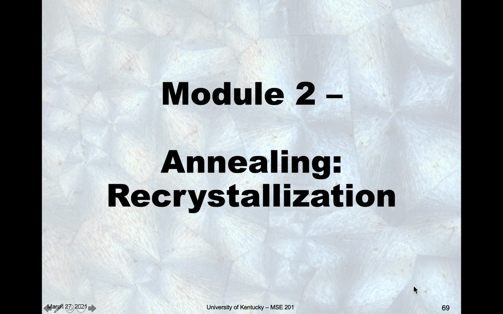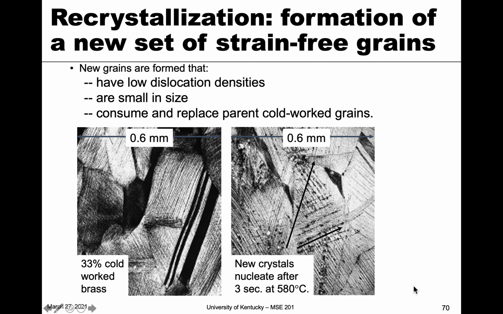All right, so in this module, we're going to talk about the second stage of annealing, recrystallization. I mentioned in the previous module that in recrystallization, we're forming a new set of what we call strain-free grains. I do want to make a slight amendment here. In the book and here it says strain-free. That's a little misleading. It's not 100% strain free, right?